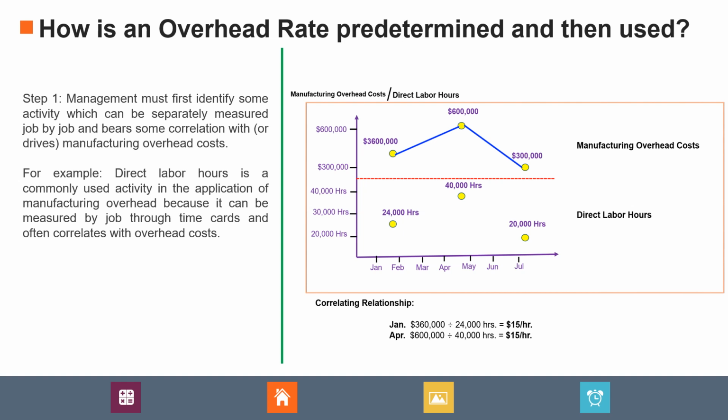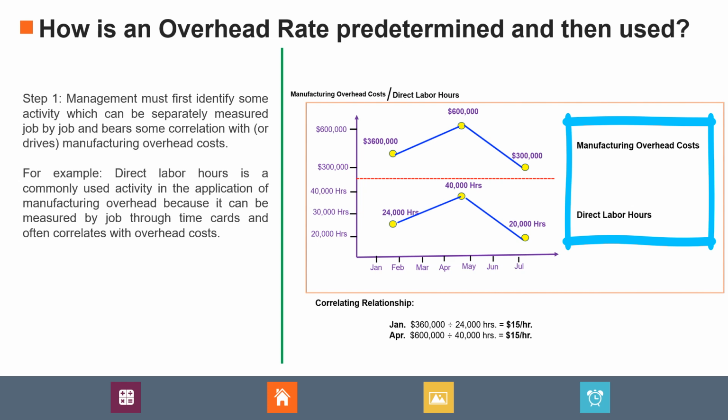But we're also going to show graphically here the amount of our direct labor hours month by month, and let's assume that in the month of January we had last year 24,000 hours of direct labor, so we'll show that here graphically. And then in April we had 40,000 hours of direct labor, almost double. And then in July we only had 20,000 direct labor hours. Well, you can see here graphically represented that there does seem to be some kind of a correlating relationship between our total manufacturing overhead costs month by month relative to our actual measured direct labor hours month by month.